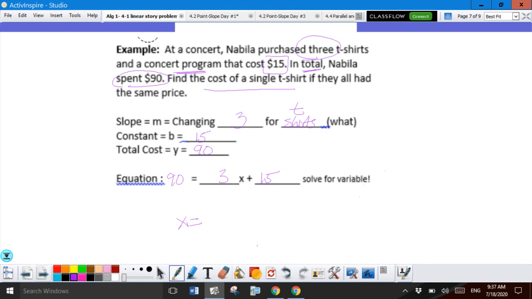Take a minute and see if you can figure out the cost of a t-shirt. Hopefully you came up with $25, because I would be subtracting the 15 and then dividing by the 3.